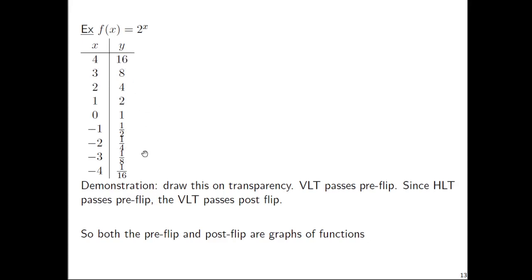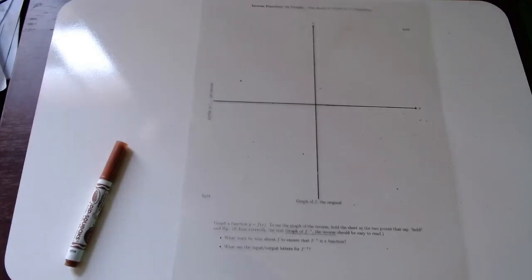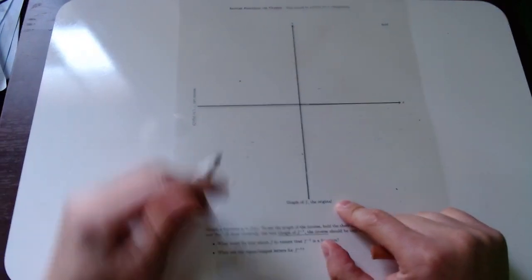You'll notice, first of all, don't get tripped up too much that the y coordinates are these fractions. It just means that as x becomes more negative, the y value is tiny. It's still close to 0 though, right? And notice that all these y values are positive. This tends to trip people. But we're going to draw this on transparency, and we will notice a couple things by doing this. So first off, let's draw a picture. So we're back in the pre-flip setting. It says graph of f, the original, down here.